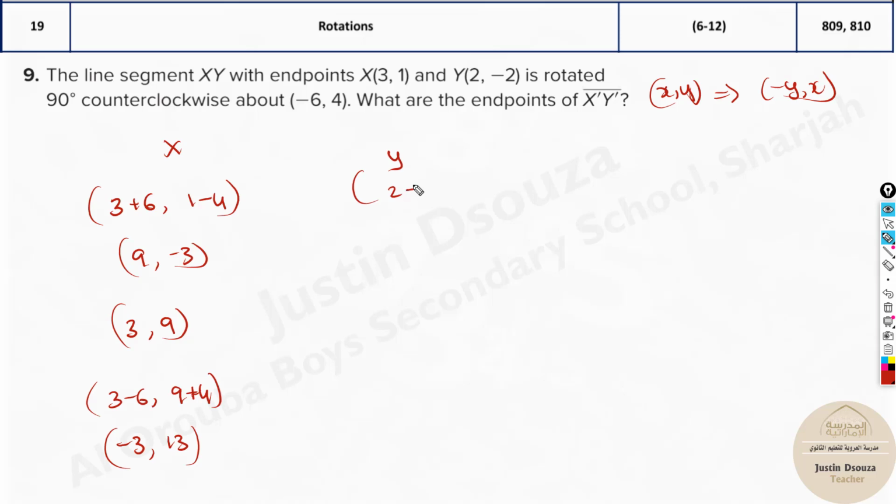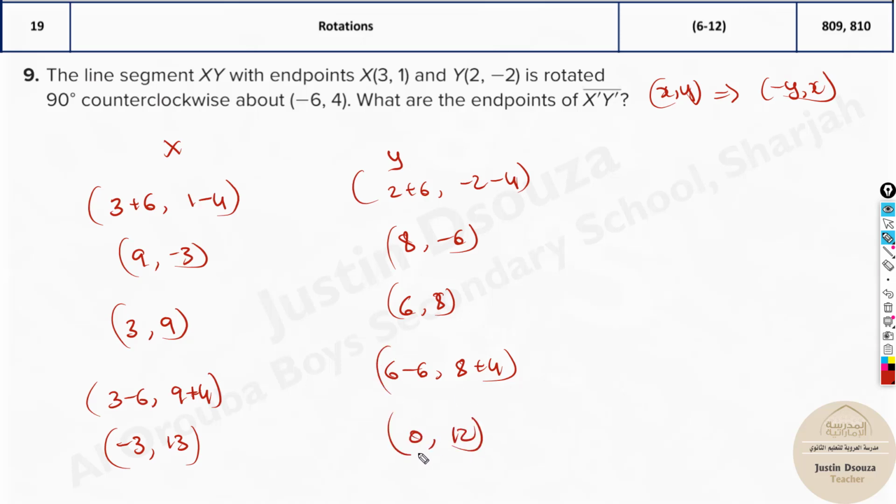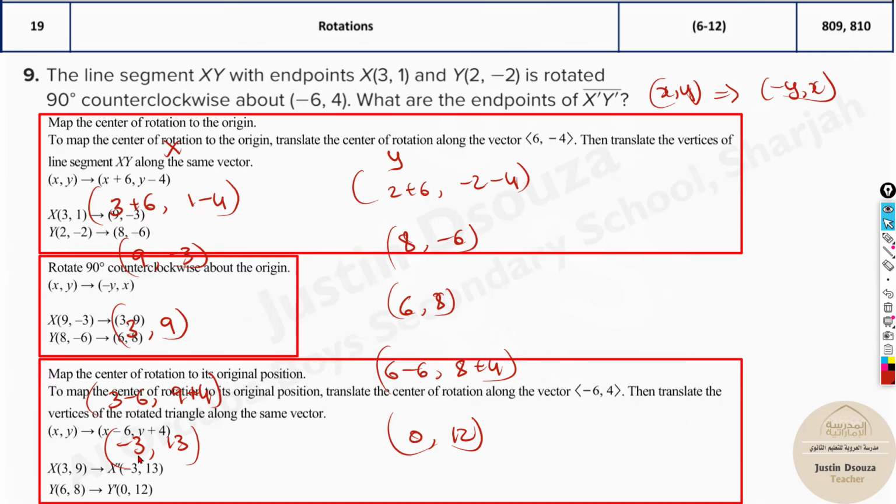Over here it will be 2 plus 6 and minus 2 minus 4, and then we have 8 and minus 6. And now swap it. It will be plus 6 and 8, and now add them back. It will be 6 minus 6 and 8 plus 4. So here you will get 0, and over here we will have 12. So that is the answer, 0 and 12, and the X point was minus 3 and 13. You can see over here minus 3 and 13, 0 and 12.